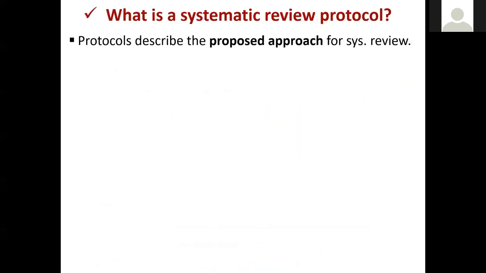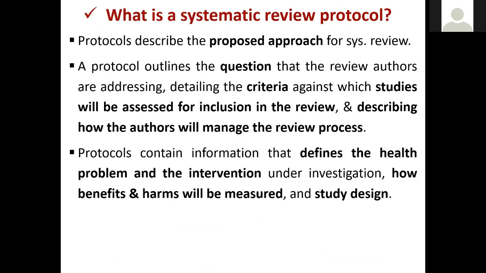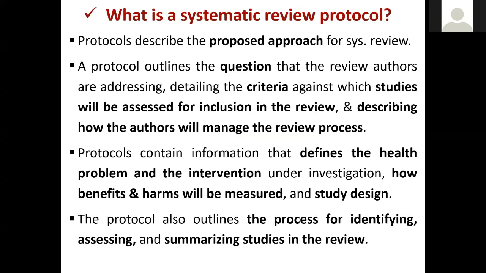So what is a systematic review protocol? The protocol describes the proposed approach for a systematic review. They outline the question that the review authors are addressing, detailing the criteria against which studies will be assessed for inclusion in the review, and describing how the authors will manage the review process. Protocols contain information that define the health problem and the intervention under investigation, how benefits and harms will be measured, and the study design. The protocol also outlines the process for identifying, assessing, and summarizing studies in the review.